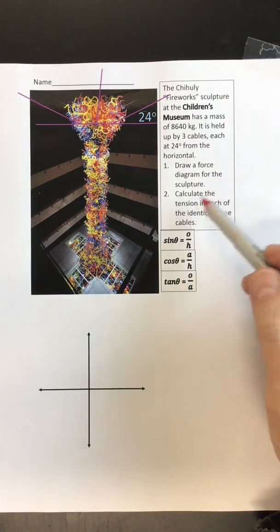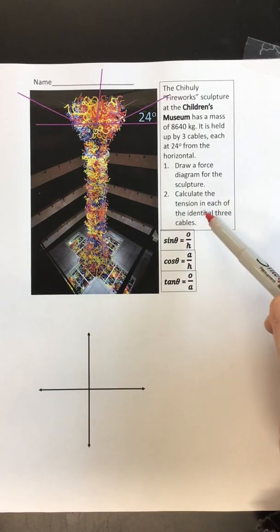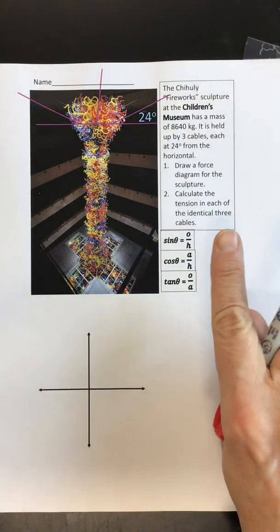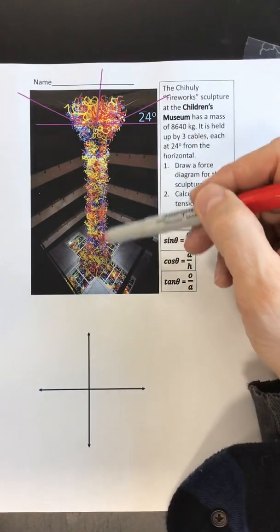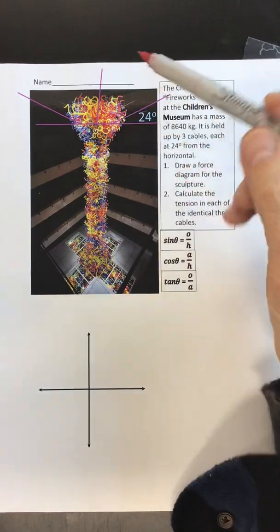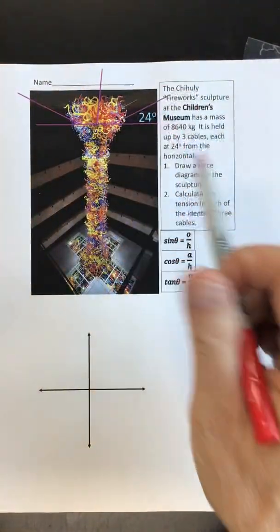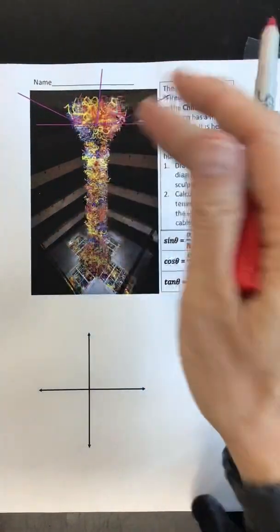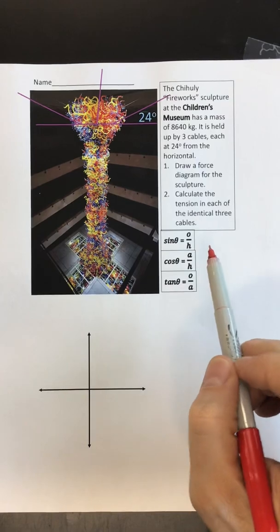The second part is calculate the tension in each of the identical three cables. But since they're identical, you really only need to do one calculation, and it applies to all three cables. So you've got this really heavy sculpture. Most of you have probably seen it at the Children's Museum, and it's held up by three cables going off at 24 degrees. It can't go straight up because there's a glass ceiling. There's nothing to hook it to, so it goes into the concrete straight out.